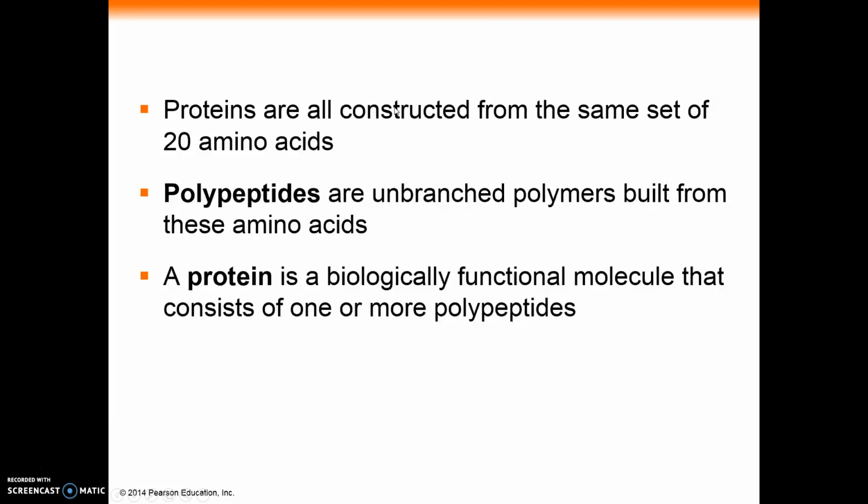Now, proteins are all built from the same set of approximately 20 amino acids. We refer to these long structures as polypeptides. They are long unbranched polymers built from individual amino acids. We usually reserve the name protein for something that has some type of biological function.